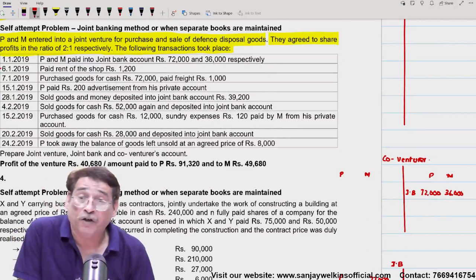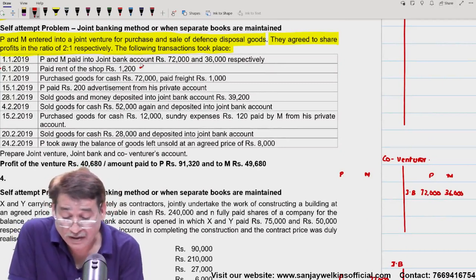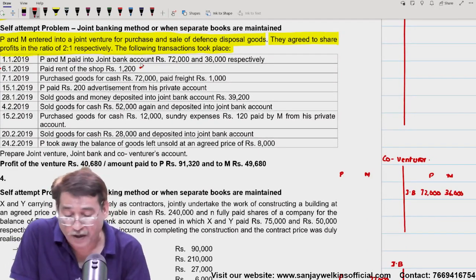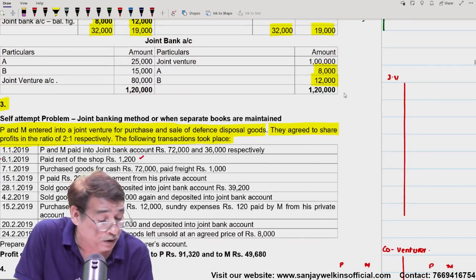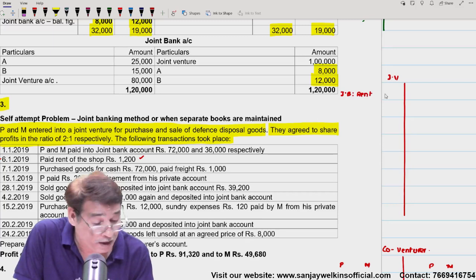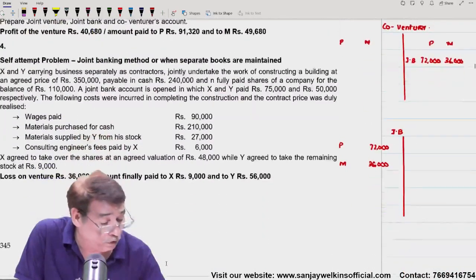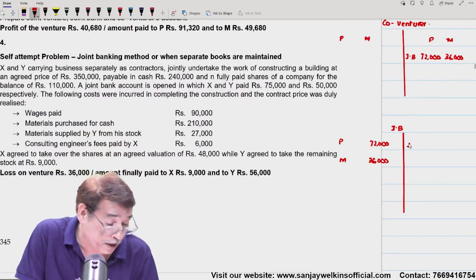Then we are given some information with respect to P paid rent of the shop. Now this expense, paid rent of the shop, it is given only paid rent of the shop. So your entry will be joint venture account debit to joint bank account. You will write here to joint bank. You can mention it as rent in this manner. And the amount will be 1,200. Then you will move over to joint bank. You will write here by joint venture 1,200.